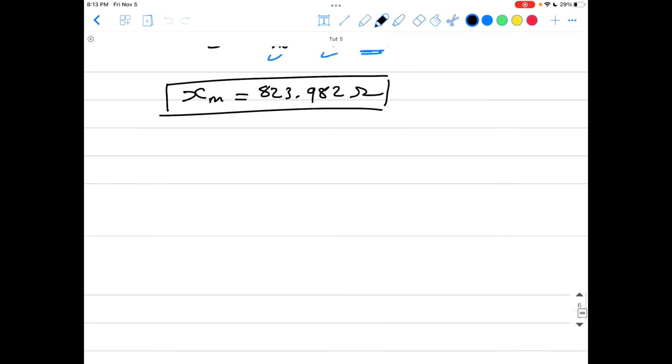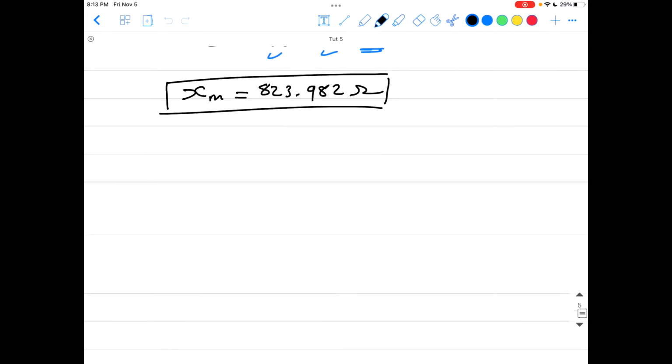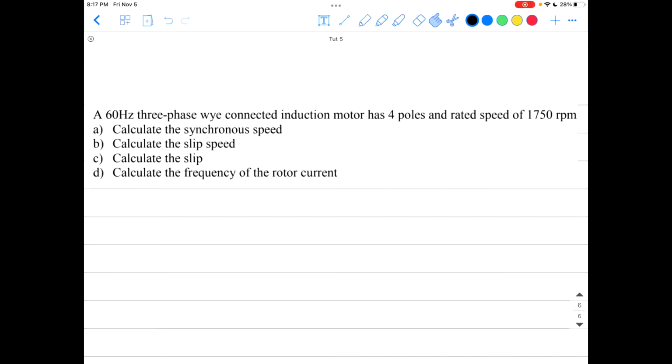Okay guys, before I jump over, let me give you a glimpse of this and have another very simple question for you to solve. So yeah, that's another problem to solve.